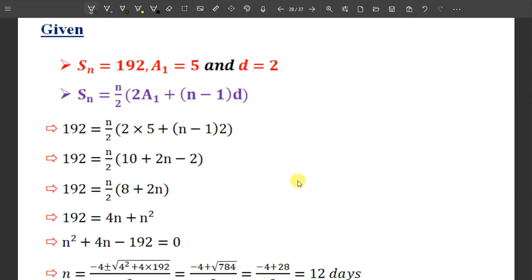Let me show you this one. Here our n squared plus 16n minus again 12n minus 192 is equal to 0.